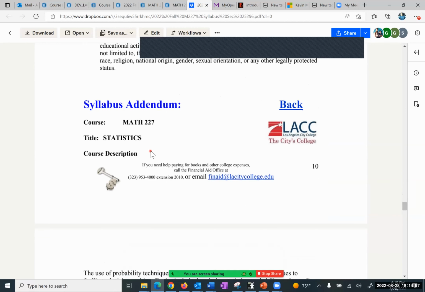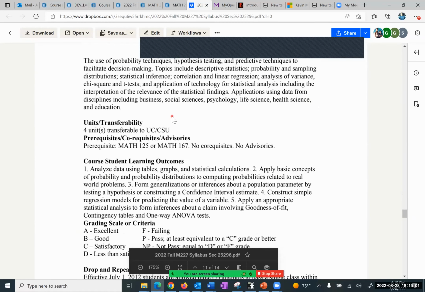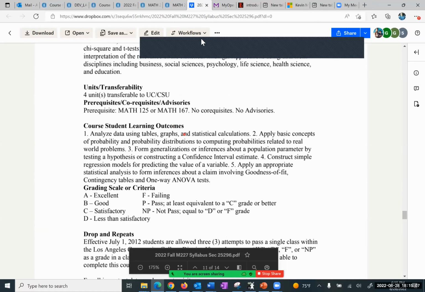And there's a syllabus addendum. I have put it here, which basically says how many units this course is and the prereq to that, and so on and so forth. All right, so that's the syllabus.